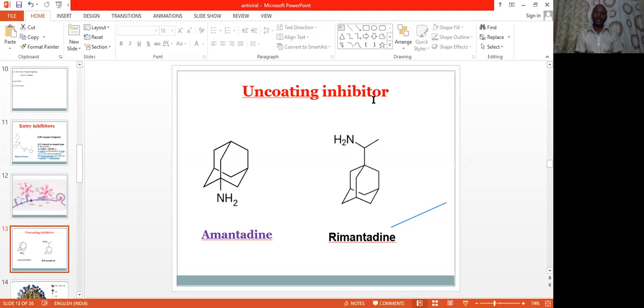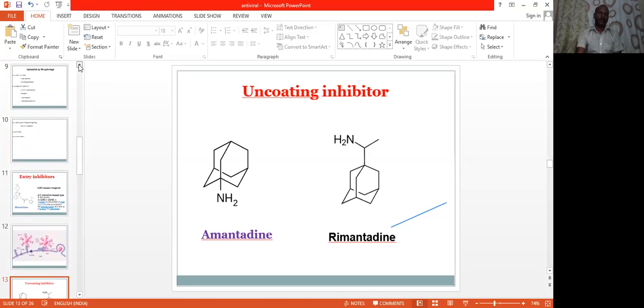So once it enters the cell, the genetic material has to be released into the host cell. The release of genetic material and enzymes into the host cell is called uncoating. Without this uncoating, the virus cannot replicate. So first it has to be uncoated, and the genetic material and enzymes have to be released into the host cell. In the previous slides we have seen this, I'll show you once again.